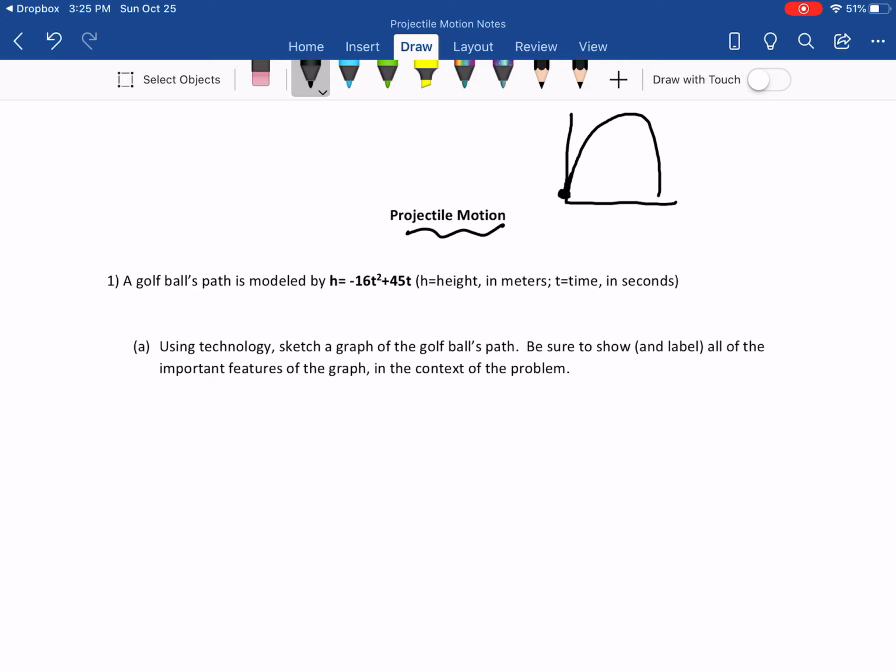And when you release the ball, it rises till it hits a peak and then falls until it hits the ground or wherever, the water or whatever we're talking about in context. So let's take a look at how these questions work.